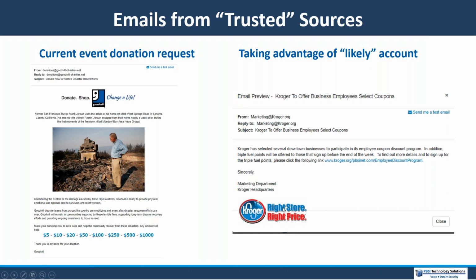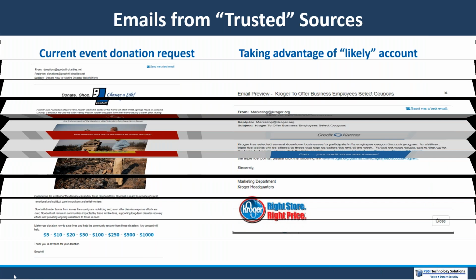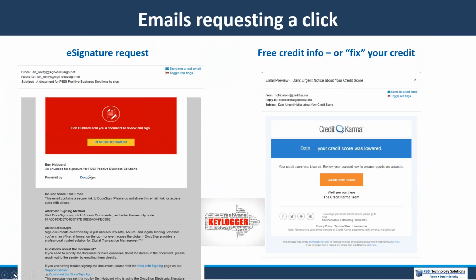Here's Kroger. It's very reasonable to think that Kroger's marketing organization would know that we have a business and I have an account with Kroger, but this is taking advantage of what's likely. Kroger's a Cincinnati company. I'm a Cincinnati resident. This was a bad email. It wasn't from Kroger. I'm not trying to frighten anybody, but the fact is we need to be cautious. That's why we're having this discussion.